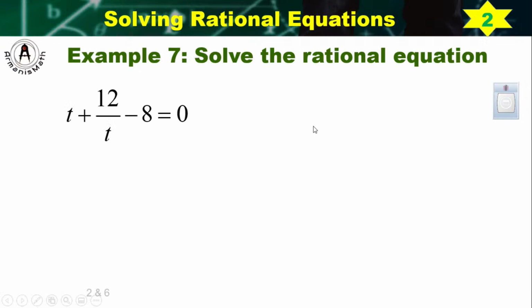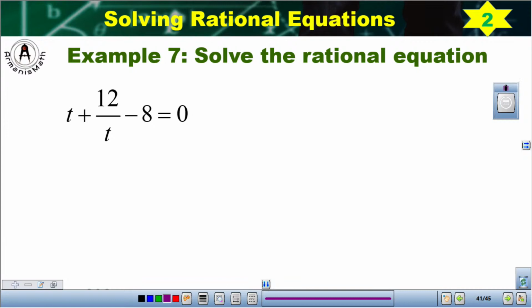I have to speed up a little bit here. Okay, t plus 12 over t minus 8 equals 0. What bothers me here? It's the t, it's the denominator. Exactly, multiply every single one by the t. So t times t is t squared, plus t times 12 is a 12, and I've got minus 8 t's.